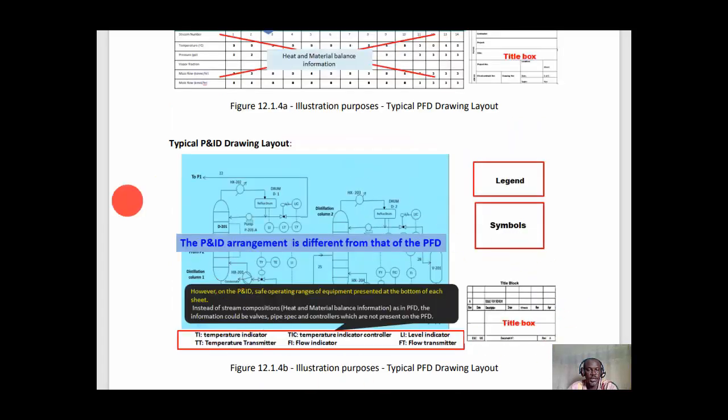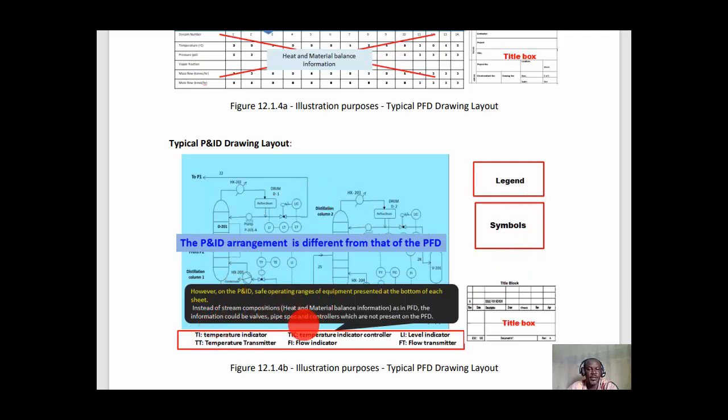For illustration purpose again, the typical P&ID drawing layout. Here we can have the title block. Here we have the title block as usual. The legend and symbols drawing notification can be at this side. We have the drawing space.